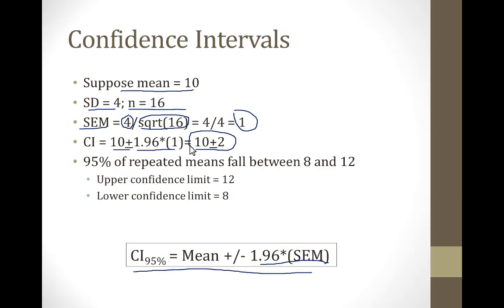What we are saying is that we believe, based on this data set, that 95% of repeated means would fall between 8 and 12. That's 10 plus or minus 2. And sometimes this is stated as the upper confidence limit being 12 and the lower confidence limit being 8.